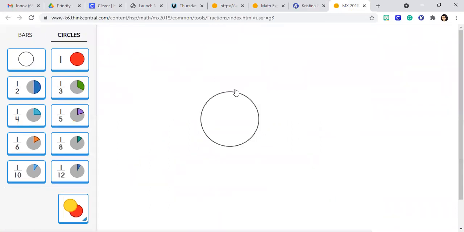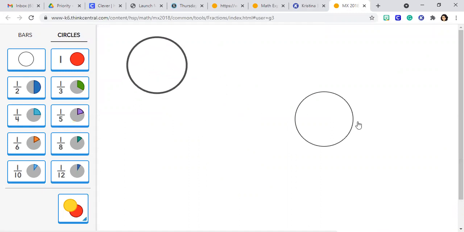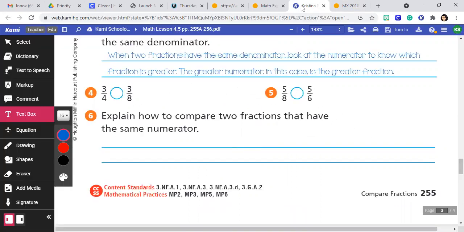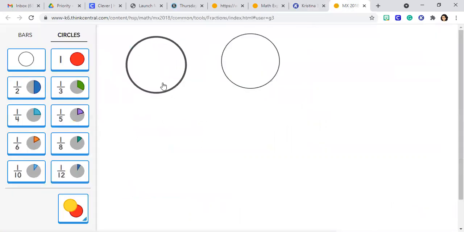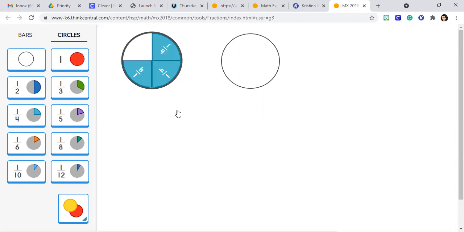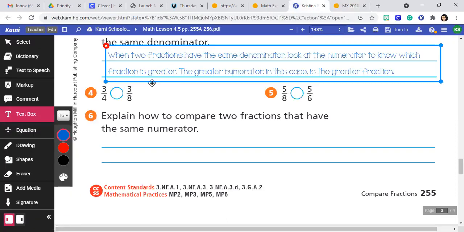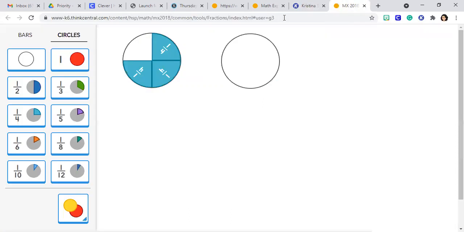And I'm going to get my circles all set up. And let's build our fractions. Let's first build 3/4. So I have selected this circle and I'm going to do 3/4. So I'm going to have 3 of the unit fractions 1/4. 1, 2, 3. Okay. And the next fraction that we're going to compare that to is 3/8. And so I'll select this circle and I'm going to put 3 unit fractions of 1/8 in here. 1, 2, 3.